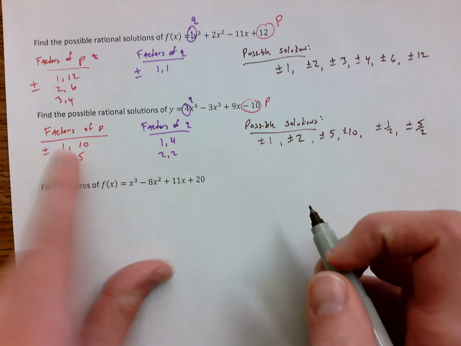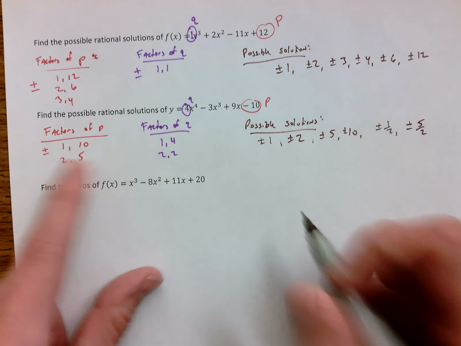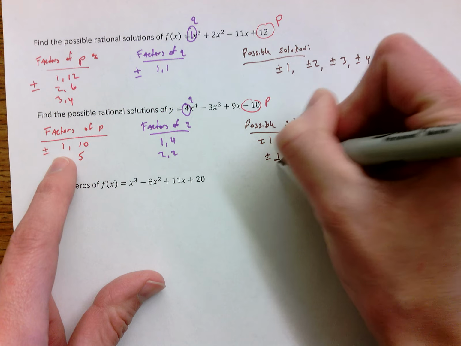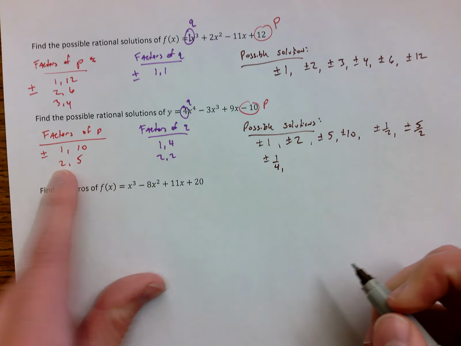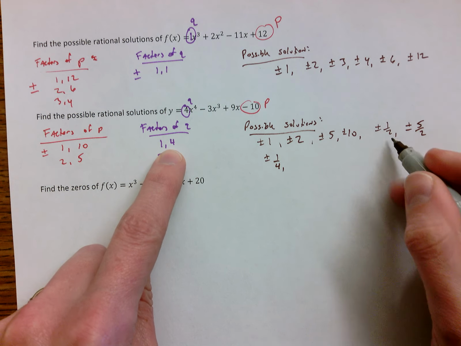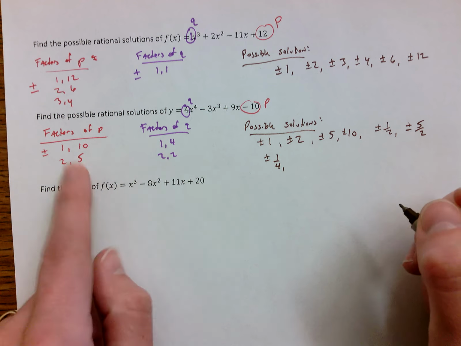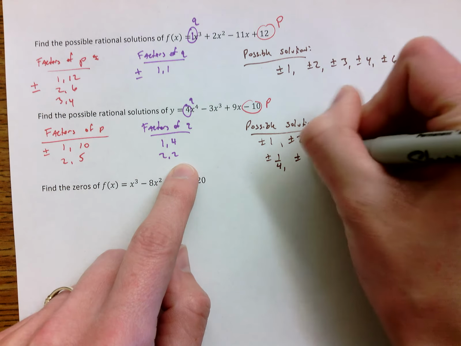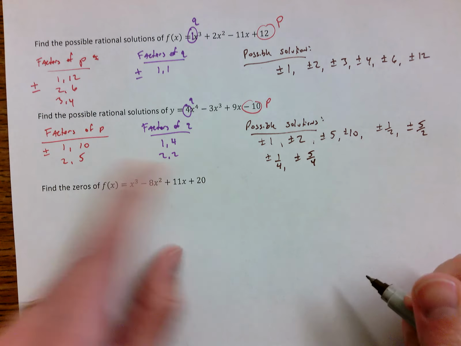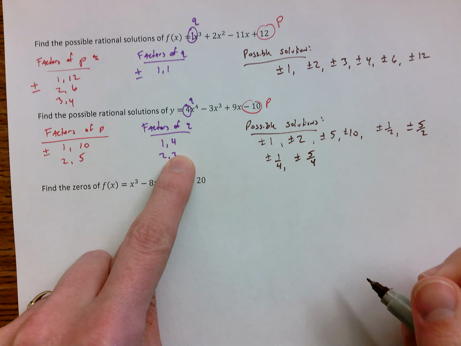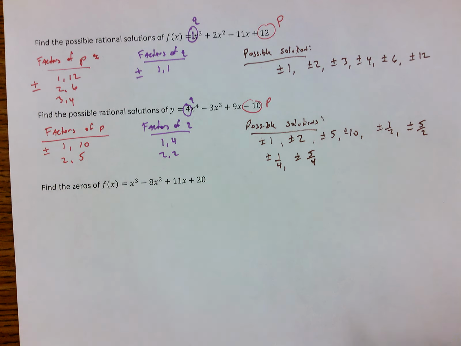Okay, and now I'm going to go back and divide all these by my last factor, 4. So I'm going to have positive or negative 1/4. 2 divided by 4 is 1/2. We already have that, so I don't need to write it again. 5 divided by 4. Okay, and then 10 divided by 4, that simplifies to 5/2. We already have that on our list, so I don't need to write it again. So those are all of my possible rational solutions.